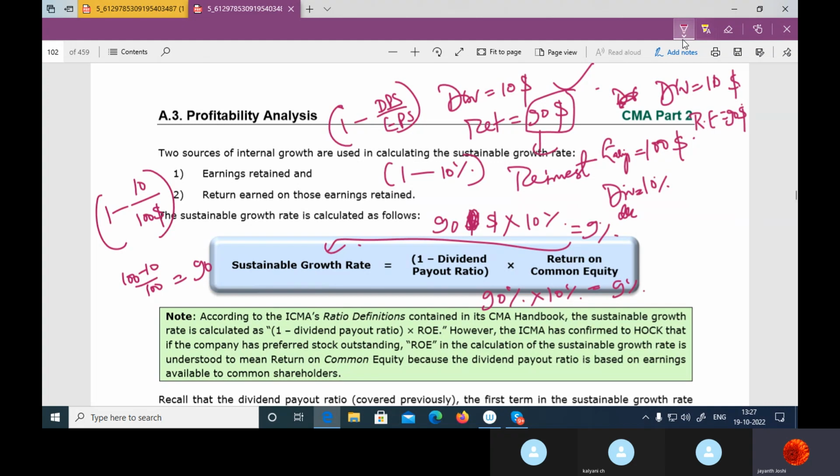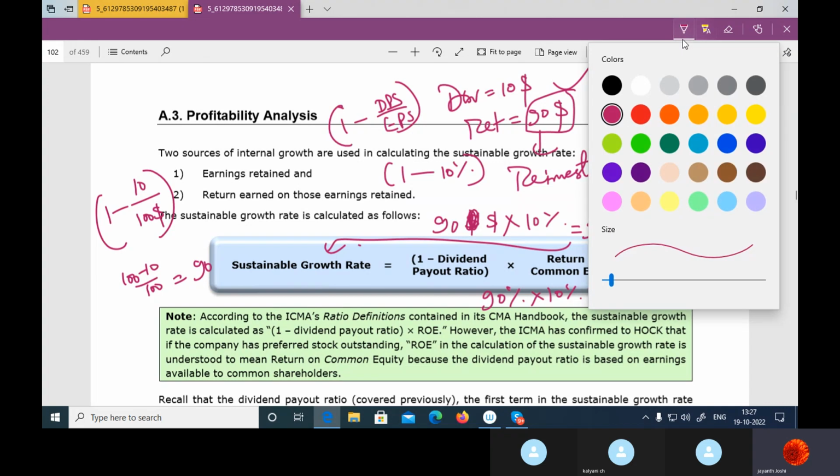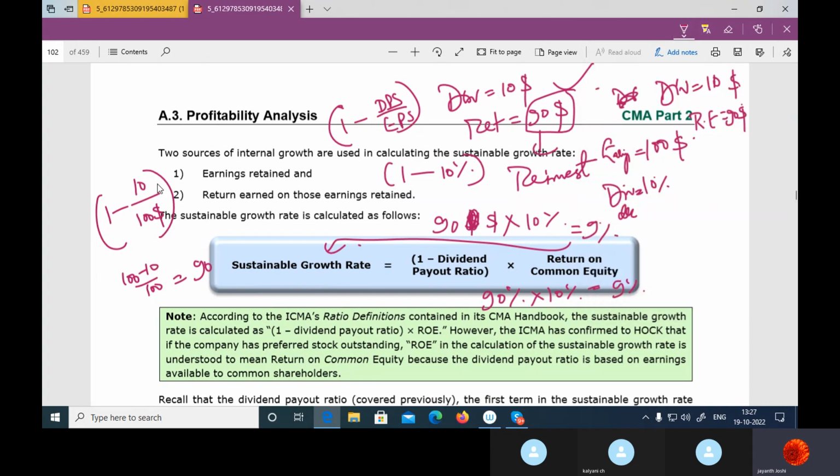So we are just multiplying the retention by the return on common equity. We are removing the dividend payout ratio and what we get is the retained percentage. If 10% dividend is paid, 90% is retained. That 90% retained is reinvested at 10%. So the growth rate is 9%.